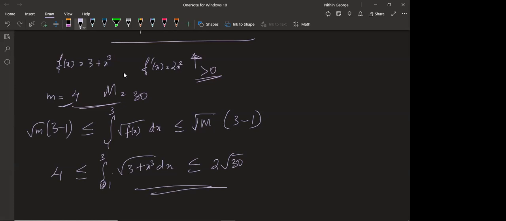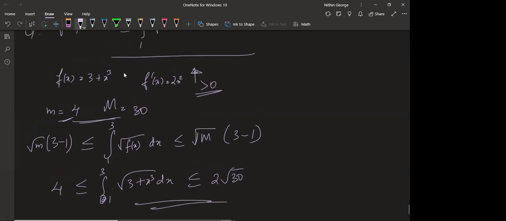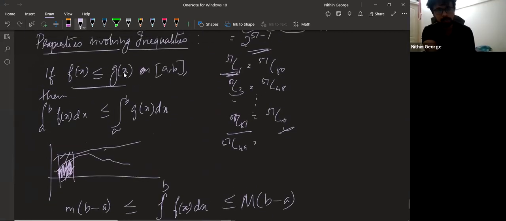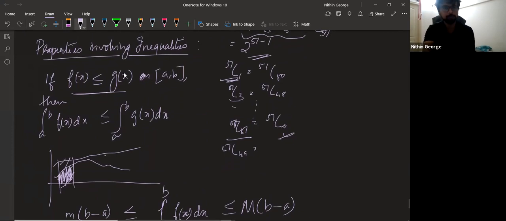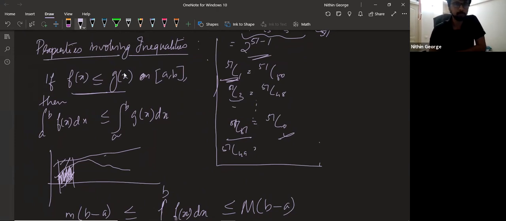Yes, sir. Okay, please solve this. Shriyani, please write the notes down. Okay, ignore the 51C part and all. Doing properties involving inequalities, we just started.